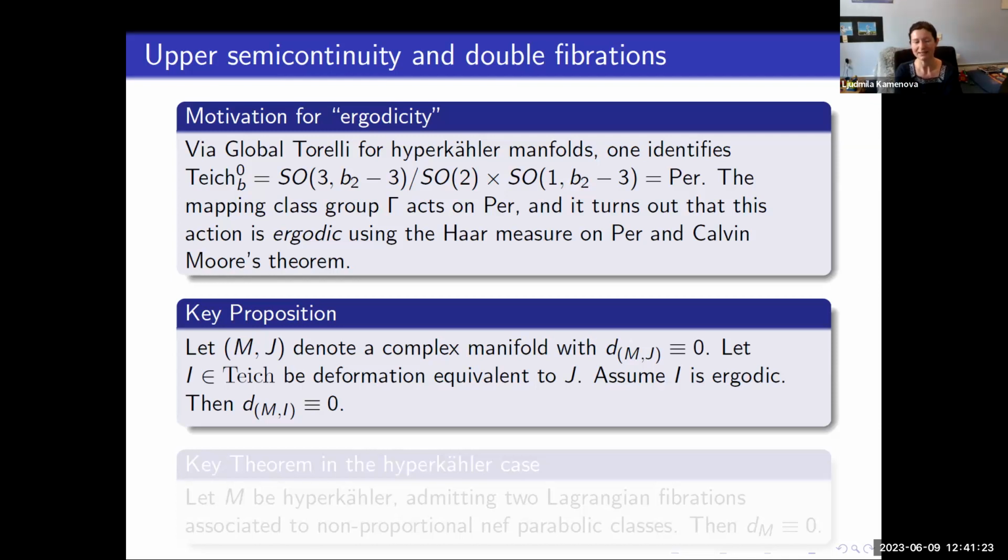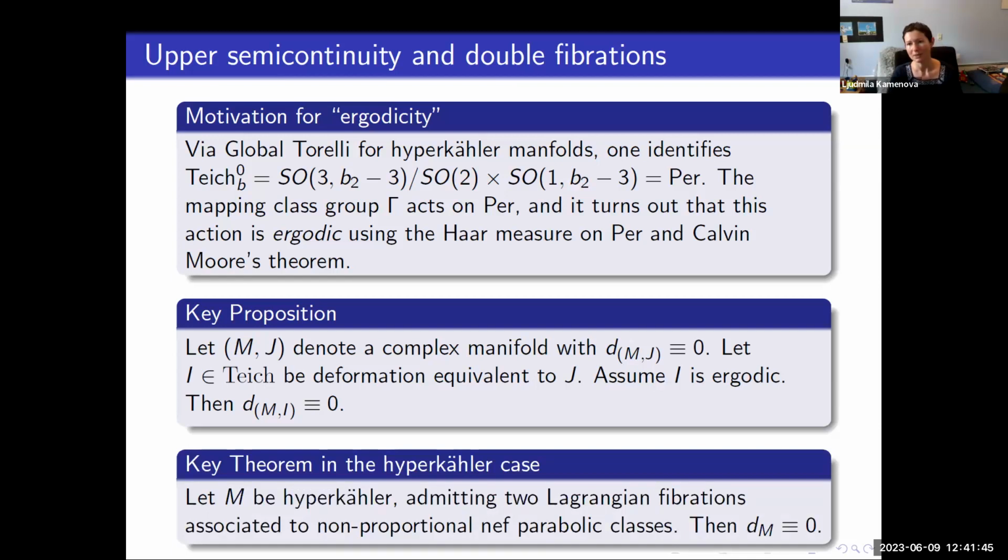And for the ergodic one, the pseudo distance is greater or equal than zero. So since it can only jump up, it must be zero to begin with. So that's the proof of the proposition. It's based on upper semi-continuity. And so basically in the hyperkähler case, since we assume that you have a Lagrangian fibration, then one can also prove that you have density of double Lagrangian fibrations.